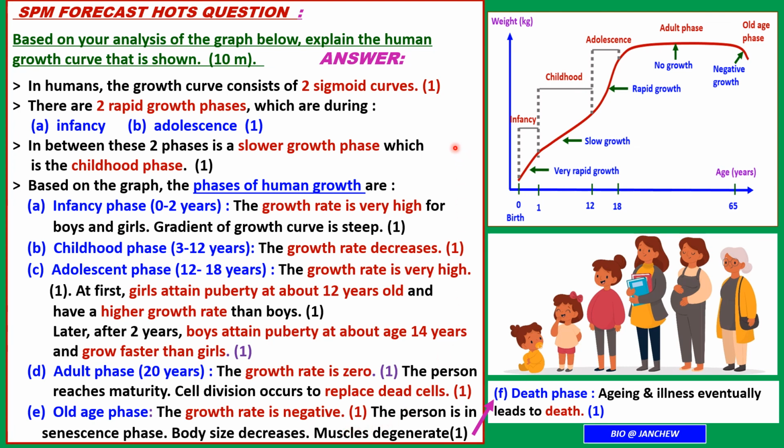So this essay answer is 10 marks, and for each line or sentence is about 1 mark. So it adds up to around 10 or more marks here. Okay, so take note of this HOTS question, because the explanation of the human growth curve is not in the textbook. Right, so that's the end of our lesson here.